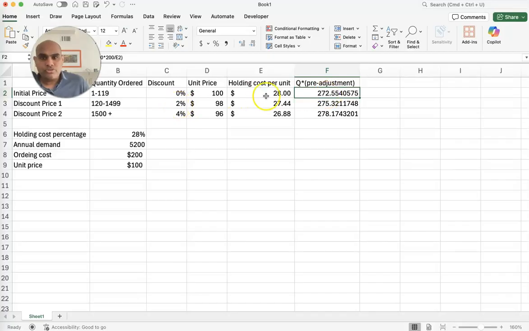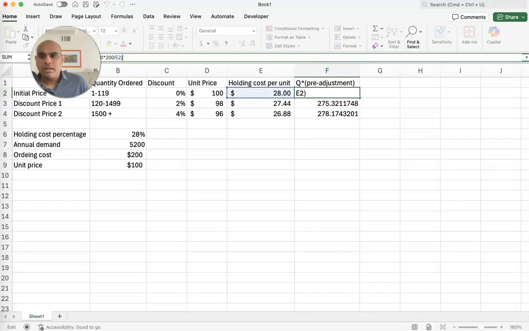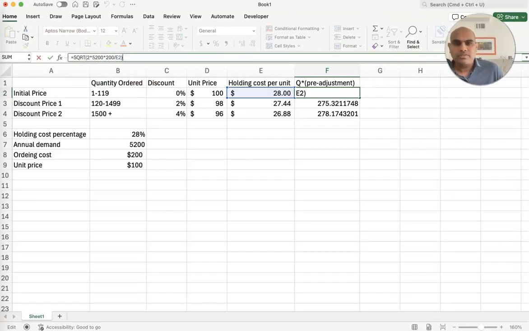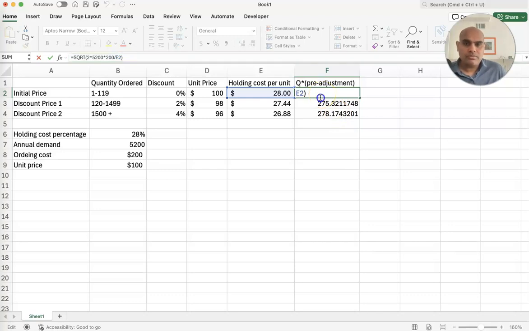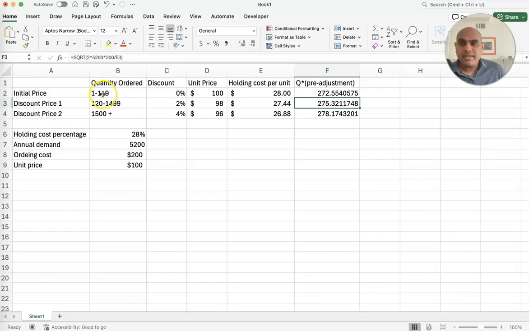So this value of Q star is outside this range. Now, being outside the range by itself is not such a big problem. But if the value of Q star that you calculated here, pre-adjustment, is more than the highest value in the range, it's more than 119, right? 272 is more than 119. So then this option is not feasible anymore. Why? Because the best thing that you can do is outside the range, and it is more than the range, which means that if you do less, it's going to cost you way more, right?